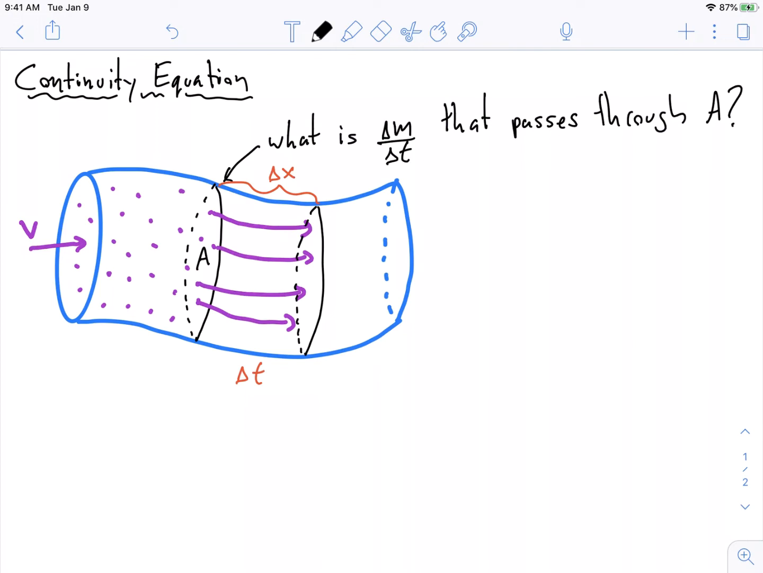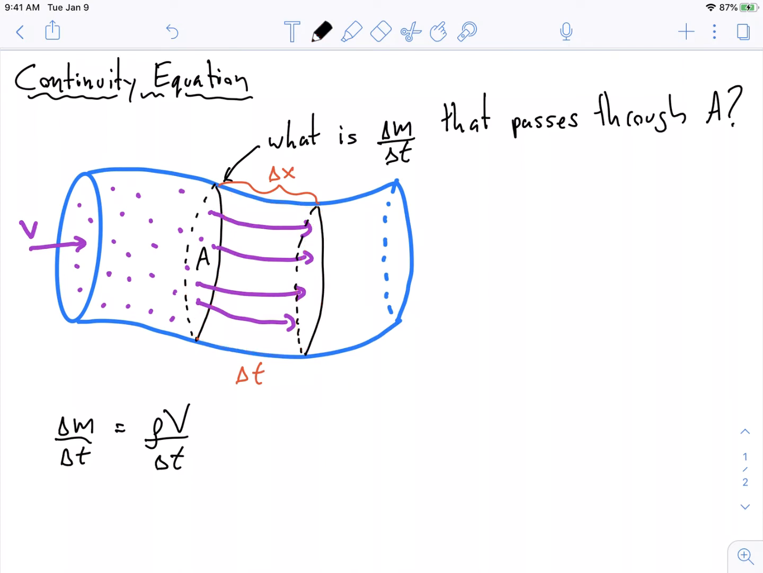Well, let's take a look at what we're trying to solve here. We're trying to solve for delta m divided by delta t, which we know we can write as some density of the fluid times some volume over delta t. Well, what is this volume? We see that the fluid that has flowed through this surface A in some time delta t is actually the volume of this cylinder, right? That's the amount of water in delta t that has flowed through surface A.